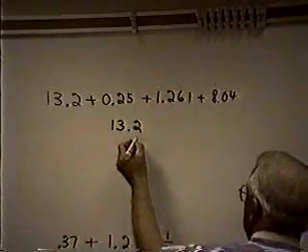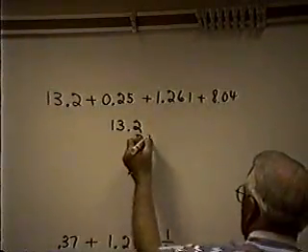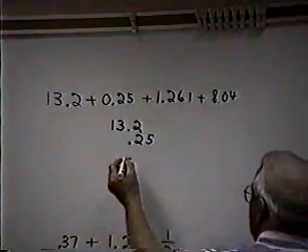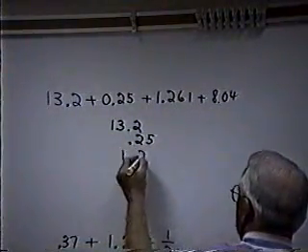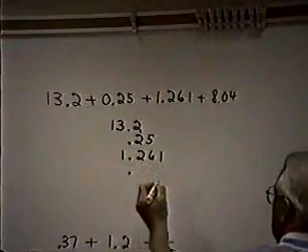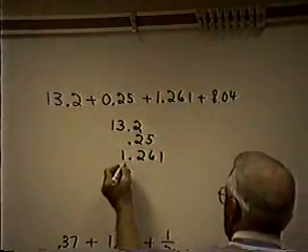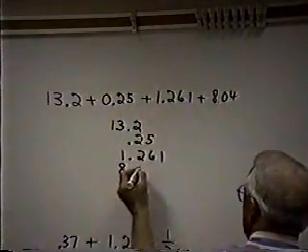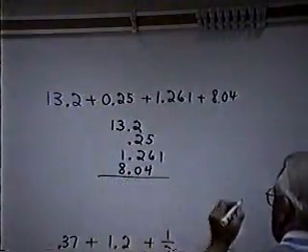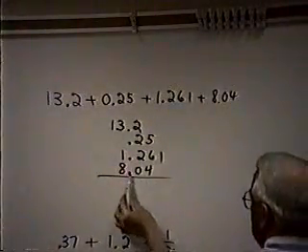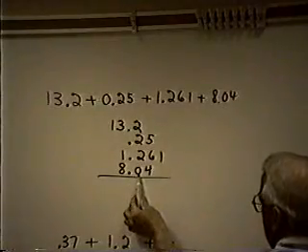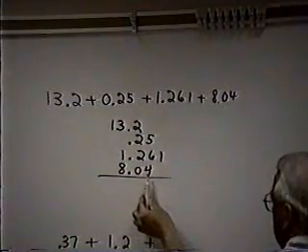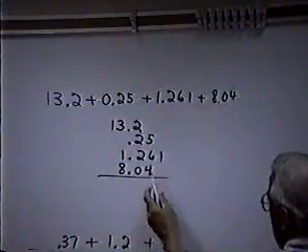So the next number is 0.25. Third number is 1.261, and the fourth number is 8.04. And we just add. Okay. All right. Here's the decimal place. And this is first all tenths and hundreds and thousands. So we're lining up here.